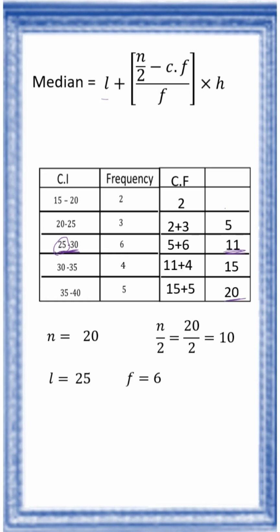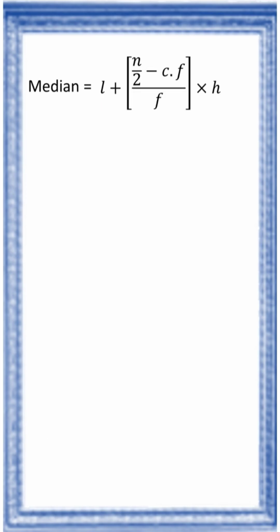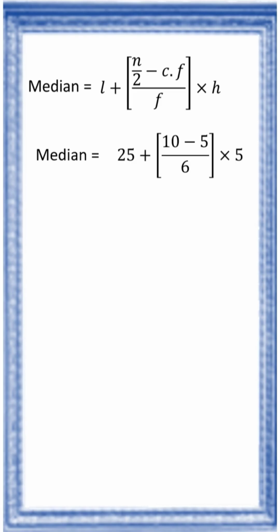Now the frequency of the median class is 6. The class size of 25 to 30 is 5. The cumulative frequency is 5. Now let us substitute the values in the formula. Median is equal to L is 25, n by 2 is 10, CF is 5, upon 6 into 5. Here 10 minus 5 is 5.